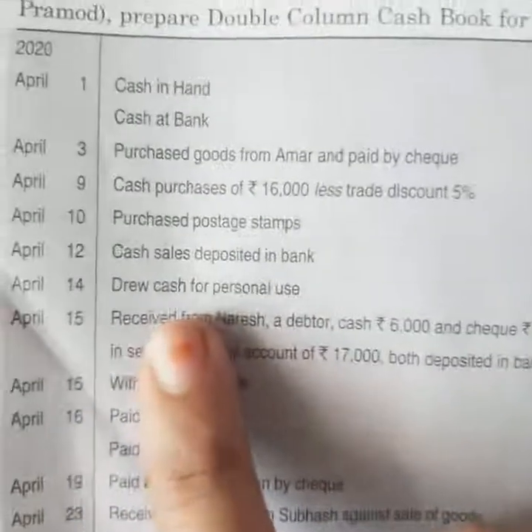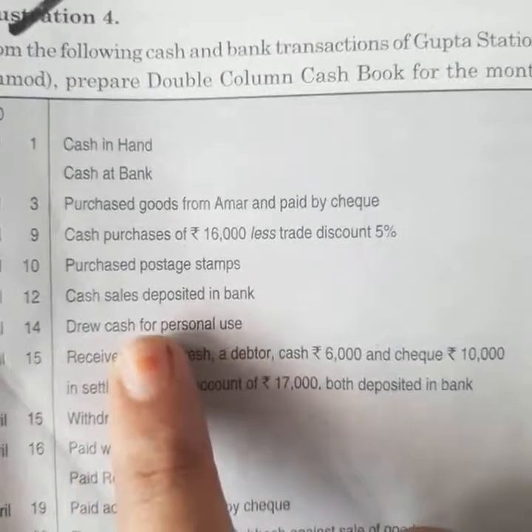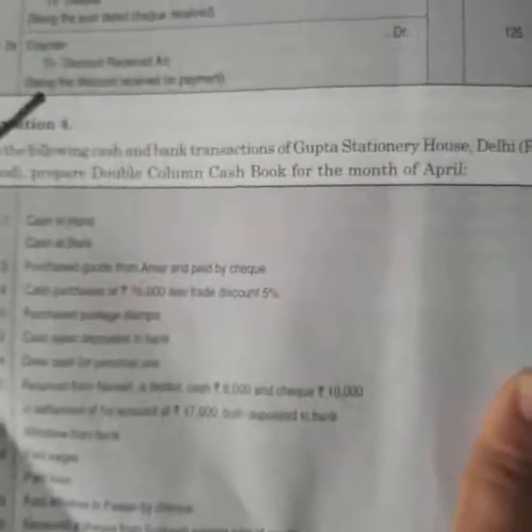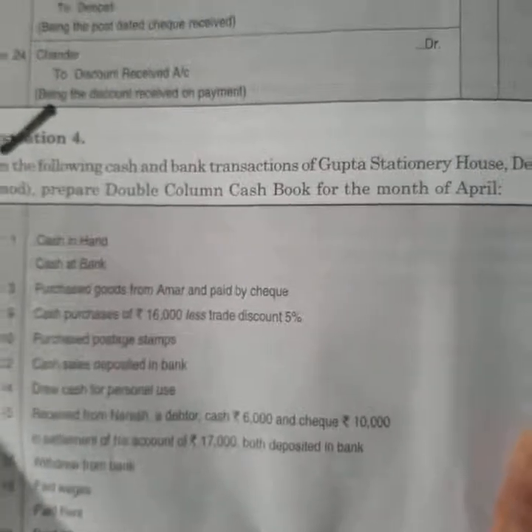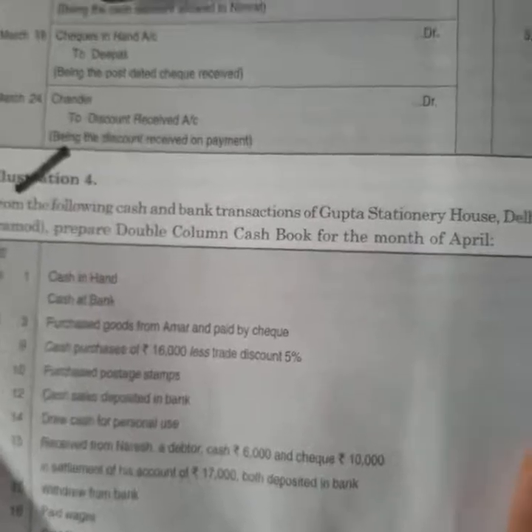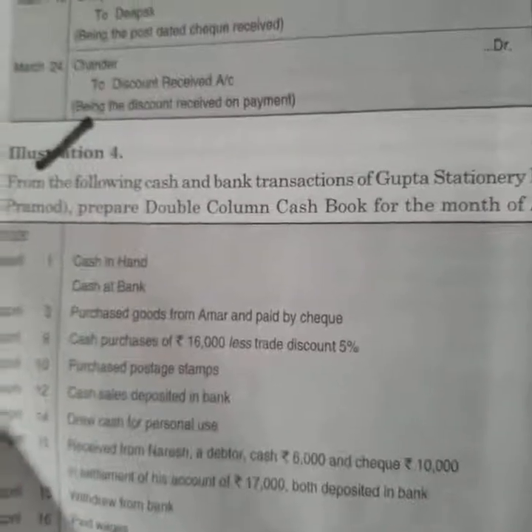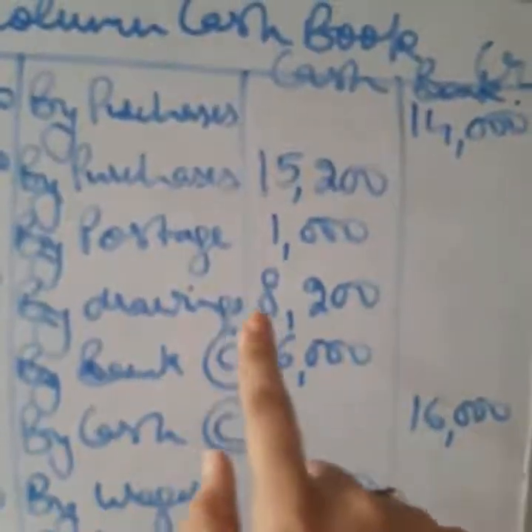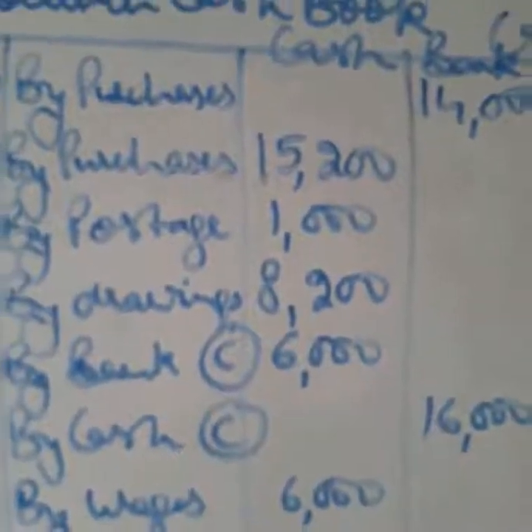Next, drew cash for personal use rupees 8,200. So it's drawings from the business by the businessman. So we'll write "By drawings account." Entry will be drawings to cash. So we'll go to the credit side of cash and write there "By drawings account 8,200."